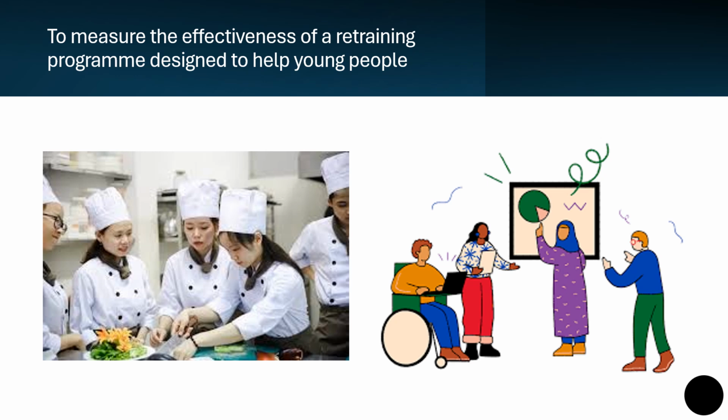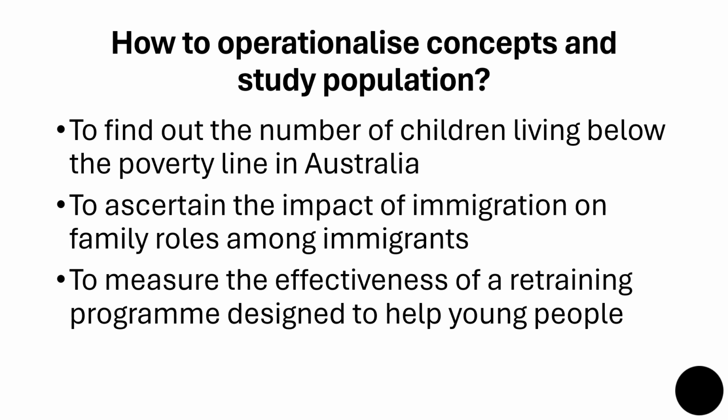You cannot count the number of children living below the poverty line until you decide what constitutes the poverty line and how to determine it. You cannot find out the impact of immigration on family roles unless you identify which roles constitute family roles. And you cannot measure effectiveness until you define what effectiveness is.